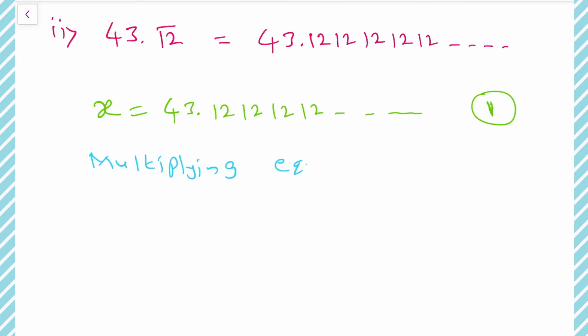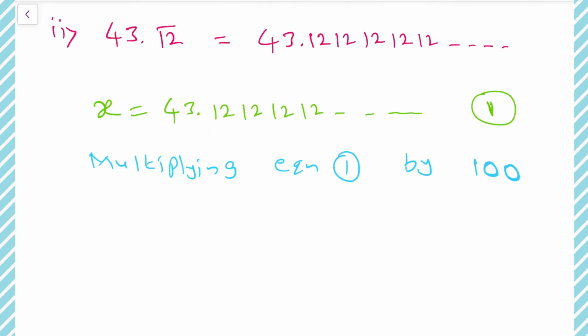Multiplying equation 1 by... so now in the given question, after the decimal, how many digits are repeating? Here after the decimal, 2 digits are repeating, right? 2 digits means we need to multiply with 2 zeros. It means multiplying equation 1 by 100. After the decimal, 2 digits are repeating, that's why we multiply with the 2 zeros. It means 100. In case 3 digits are repeating, 1000. If only 1 digit is repeating, 10. Like that we need to do.